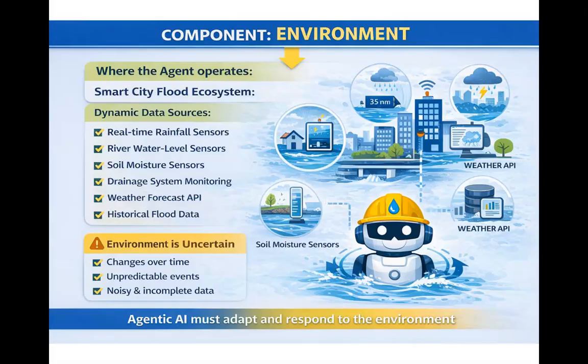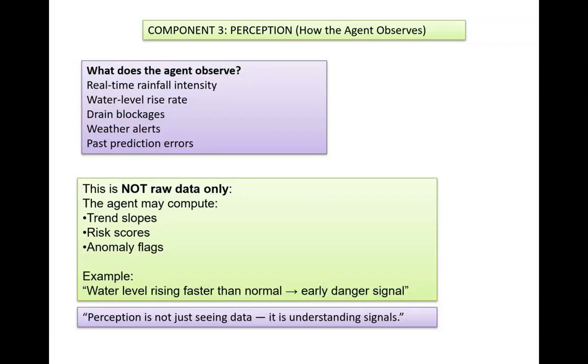So all these environments are dynamic, not static. So conditions change every hour. Even within a few minutes, these conditions will change. For example, rainfall increases, water level rises, the drainage system might fail. So such kind of agentic AI must continuously deal with change. So that is why we say an agent lives inside a changing environment, a dynamic environment.